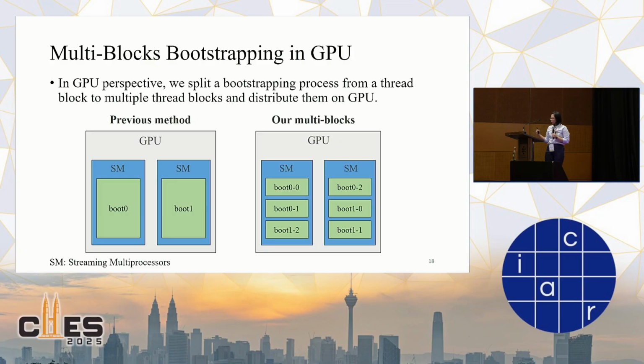Since the bootstrapping computation is distributed across multiple thread blocks, these thread blocks may be scheduled on different streaming multiprocessors, just like the figure on the right. This assignment of thread blocks to SMs is handled automatically by the GPU hardware and runtime scheduler. Next, we will compare the performance of single block and multi-block approaches.